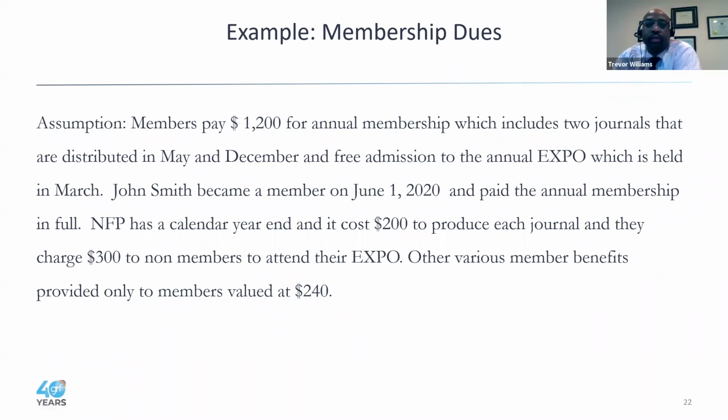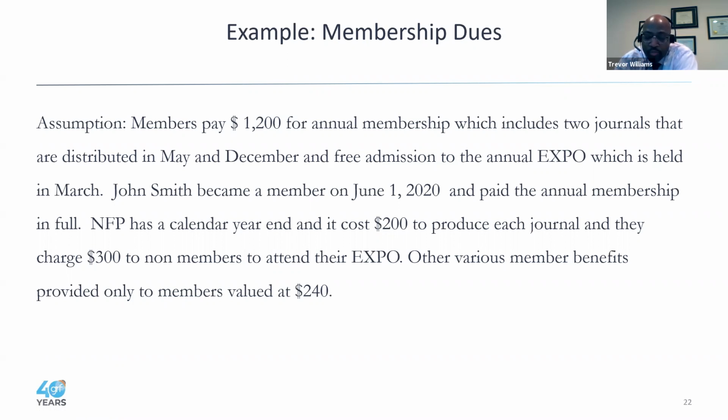Thank you, Jennifer. Again, good morning, everyone. As you can see here on your screen, here is our example for membership dues. You'll see that members pay $1,200 for annual membership, which includes two journals that are distributed in May and December, and free admission to the annual expo, which is held in March.